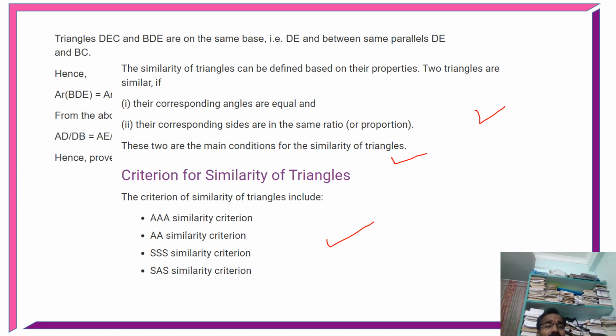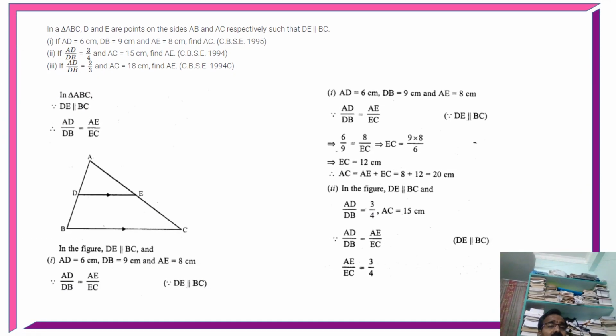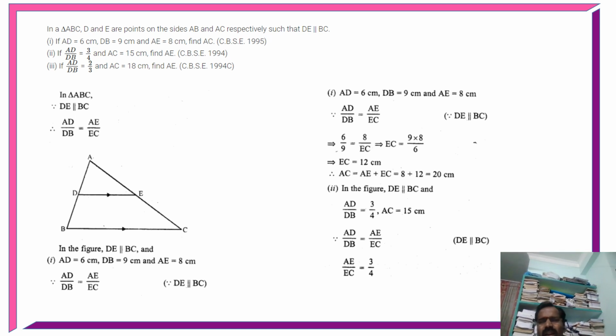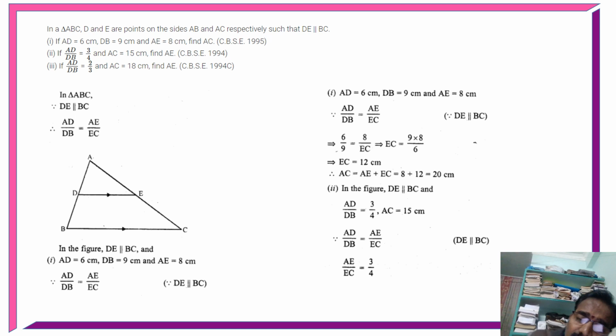So now let us solve some problems based on similarity. Please keep concentration, students. Here, keep in mind, if DE is already parallel to BC, or else one line segment is parallel to one of the sides of the triangle, then we will use Thales theorem. To prove parallel, we will use the converse of Thales theorem.